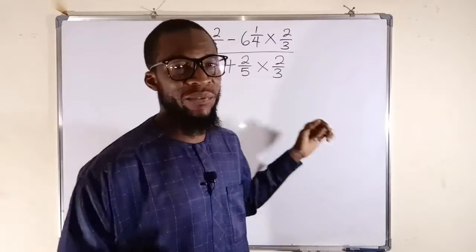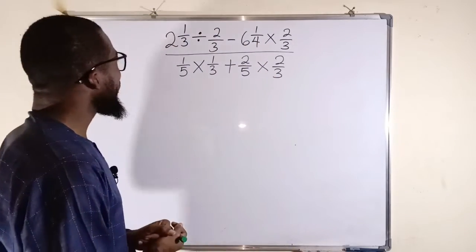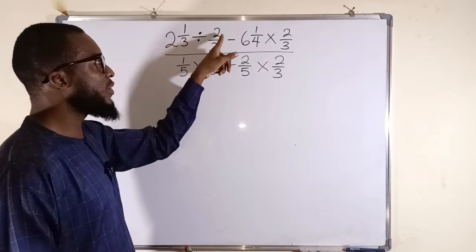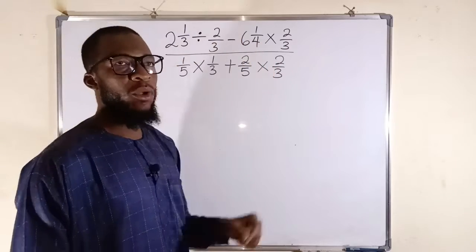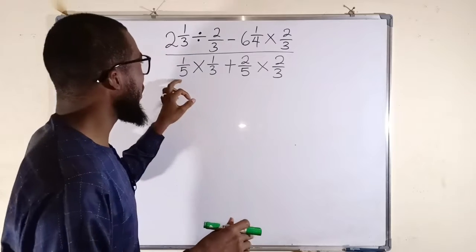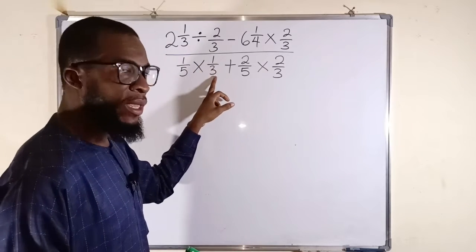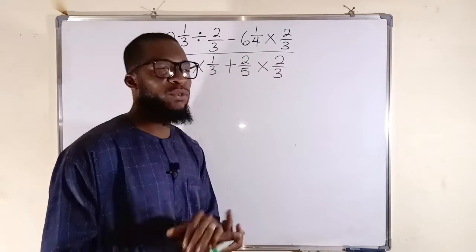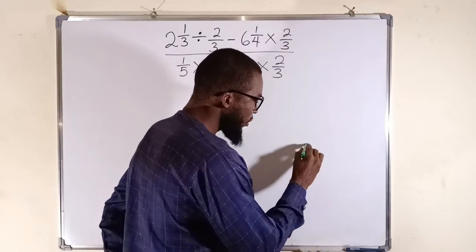Today we want to simplify this numerical expression. We want to simplify 2 whole 1 divided by 3, divided by 2 divided by 3, minus 6 whole 1 divided by 4, multiplied by 2 divided by 3, all divided by 1 divided by 5 multiplied by 1 divided by 3, plus 2 divided by 5 multiplied by 2 divided by 3. And we're going to apply BODMAS in dealing with this problem.